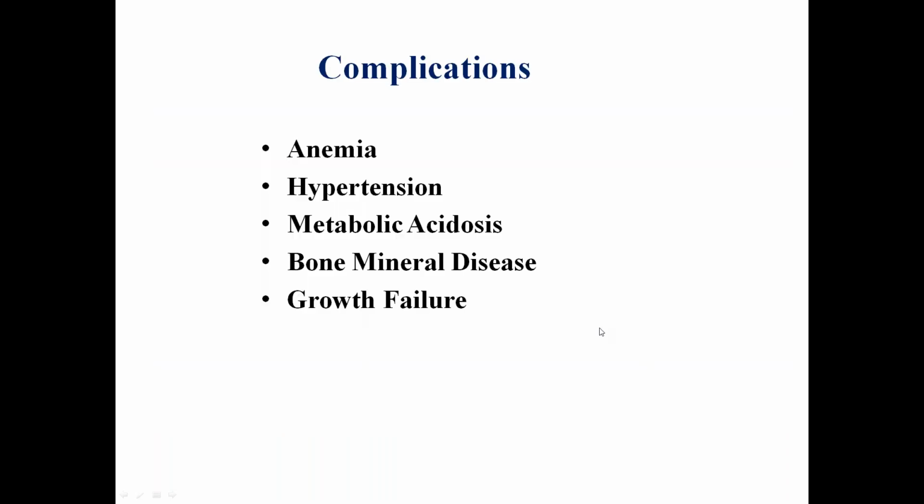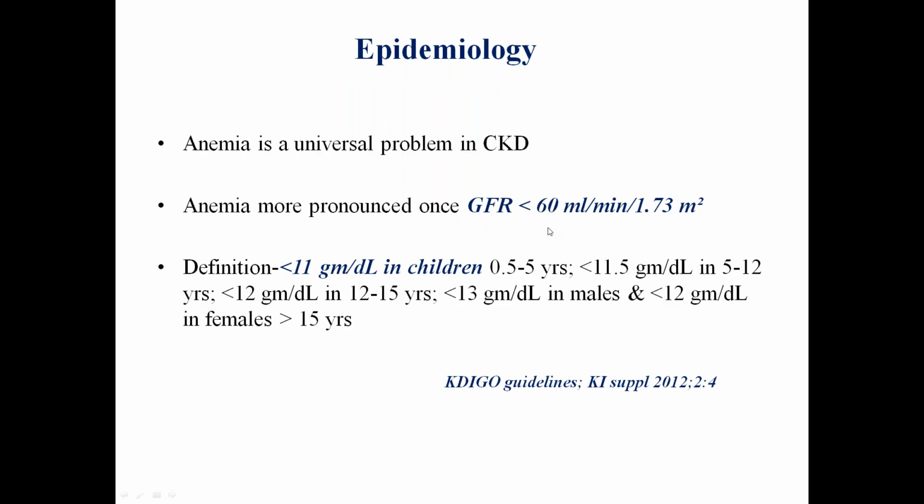So what are the complications of chronic kidney disease? I'll be going through each of these individual complications. So the common ones being anemia, hypertension, metabolic acidosis, bone mineral disease, and growth failure. Now, if you look at the epidemiology of anemia, almost all patients with chronic kidney disease in higher stages of chronic kidney disease will have anemia. And the definition of anemia, as we see in children, is less than 11 grams per deciliter in any of the age groups. In older age groups, you take even cutoffs of 12 and 13.